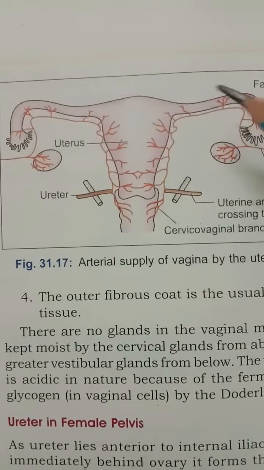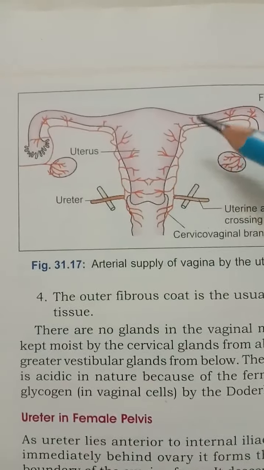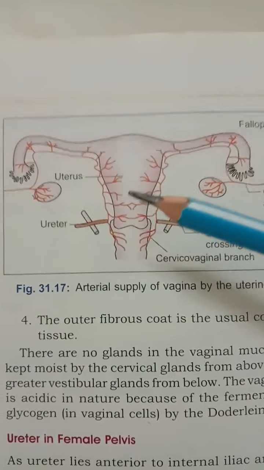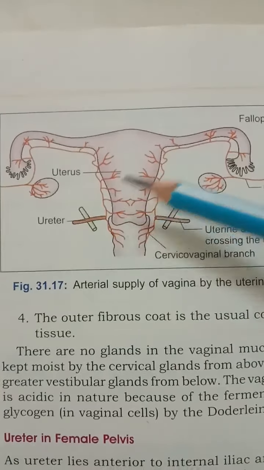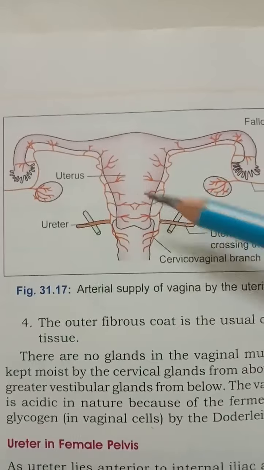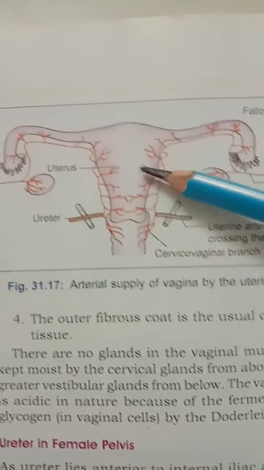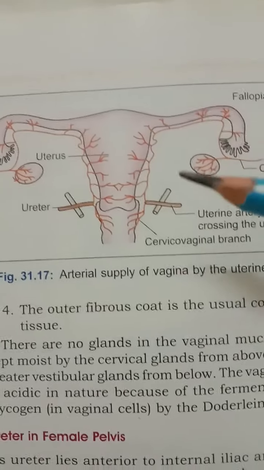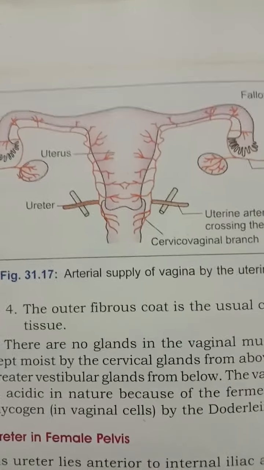Next clinical point is the cesarean section. It is the surgical procedure for delivering the baby by cutting open the abdomen and the uterus in cases where vaginal delivery is not possible. That is called the LSCS or the cesarean section.